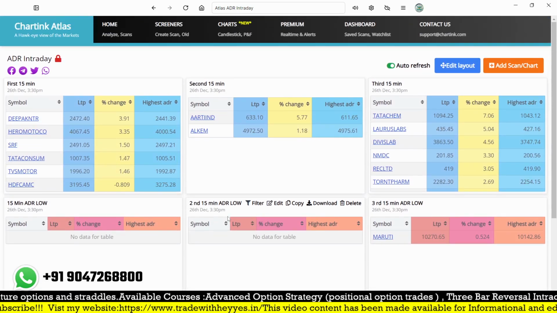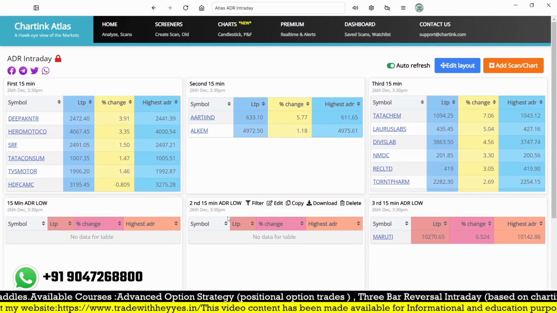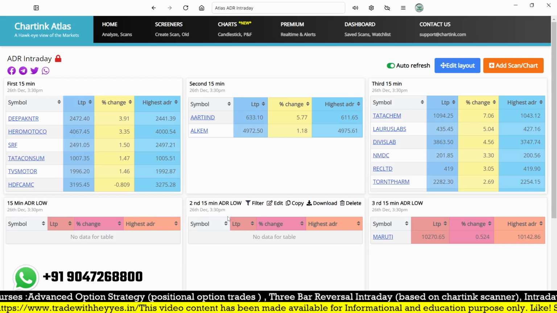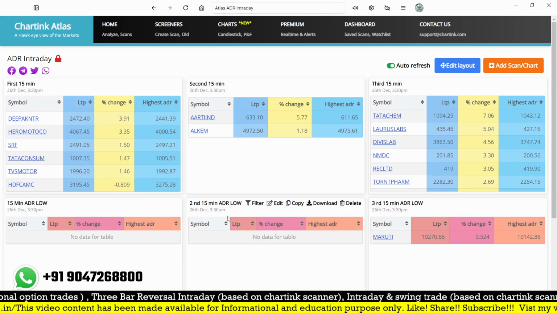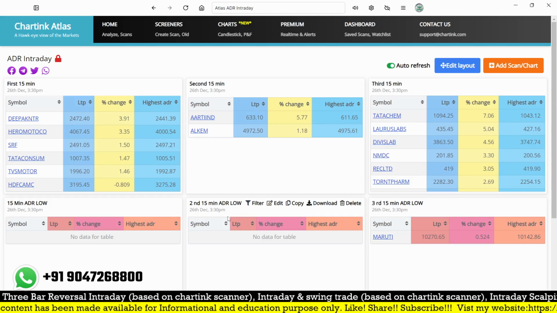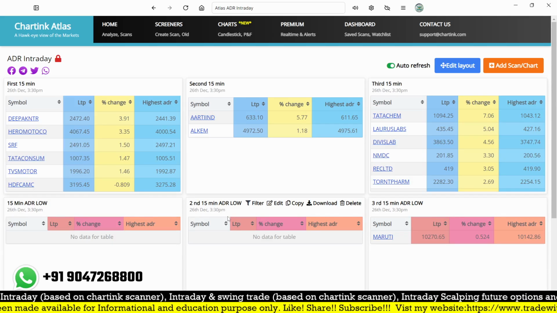And this is one more new dashboard, which is going to be updated in the paid Telegram group. So you can access this also for a purely 15 minutes intraday concept, which I'm going to apply with this ADR indicator. I hope you enjoyed this session, and thank you so much.